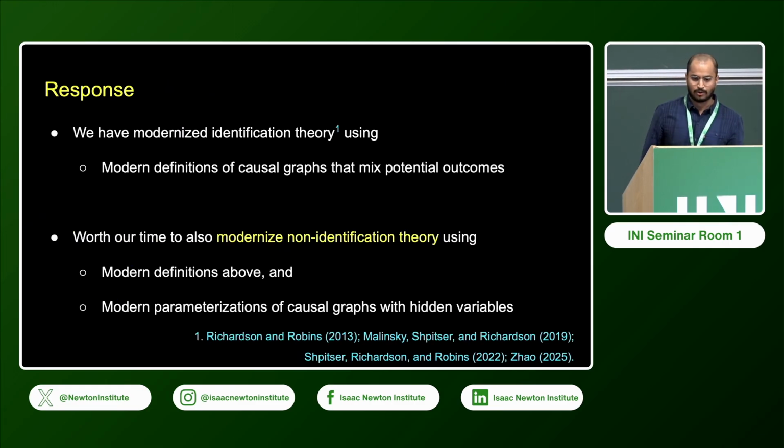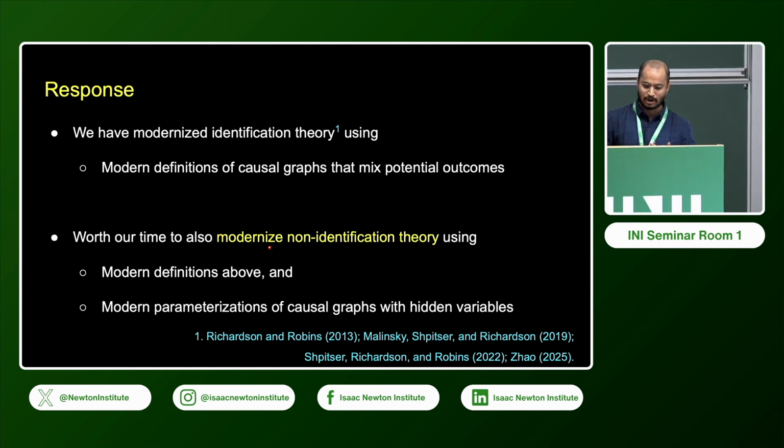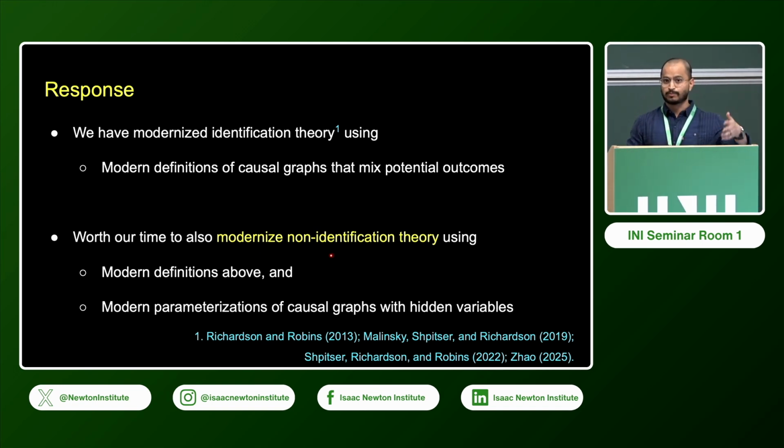Okay, so we've modernized identification theory using modern definitions of causal graphs that mix potential outcomes, so things like single world intervention graphs by Thomas and Jamie, the po calculus by Jan Malinsky, Ilya, and Thomas. And I think it might also be worth our time to modernize some of this non-identification theory that uses potential outcomes notation as well. Because I think that provides some insight into what things are not identified, why they're not identified. It may inform some downstream sensitivity analysis if you're able to phrase it in this way.